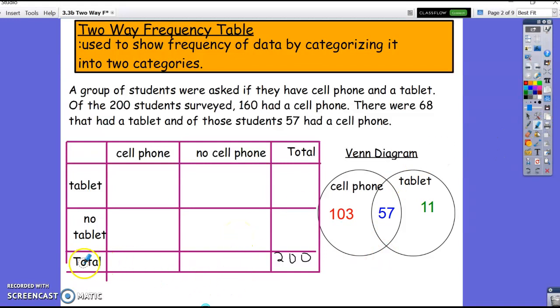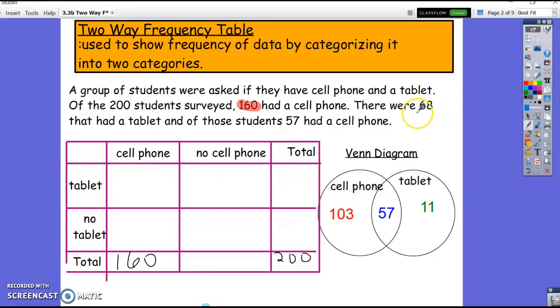To read a two-way frequency table, you follow the row title and the column title, and wherever they meet, that's what you're talking about. If I want to talk about the total and the total, 200 is the total number of students the problem said. They tell us that a total of 160 students have a cell phone. So here's my cell phone, here's my total, so right here in this box, I'm going to put 160, because that's how many total students had a cell phone.